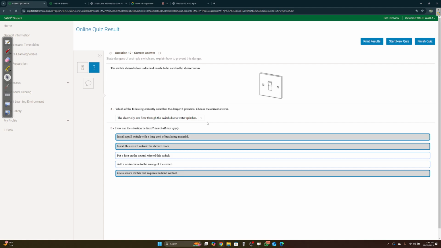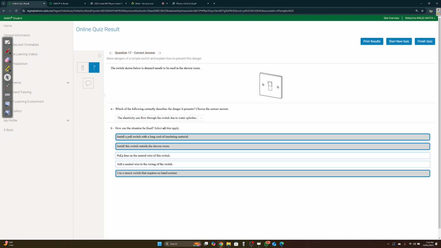How can this situation be fixed? Install a pull switch with a long cord of insulating material. Okay, which I've seen before. Shower rooms, the light there, they use the pull switch. Install the switch outside the shower room, obviously that being the most obvious. I'm not sure about you guys, but in most houses I've been to in the UAE, the switch to turn on the lights for the bathroom or toilet is actually outside the toilet. It's not inside.